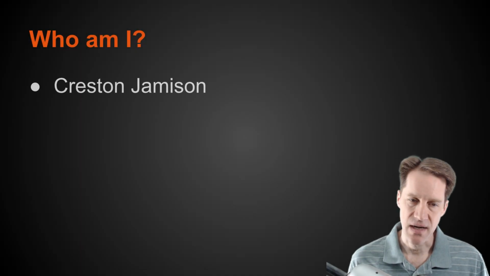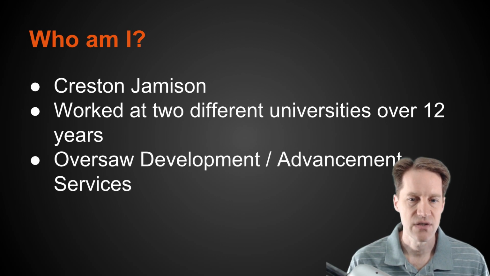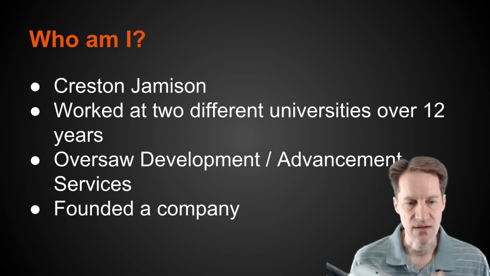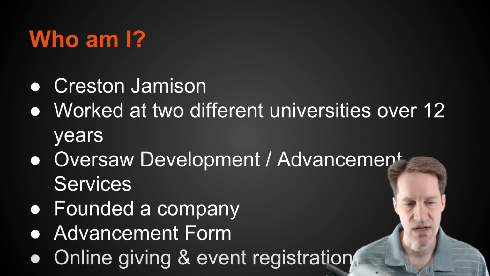So who am I? My name is Preston Jameson. I've worked at 2 different universities over 12 years. I oversaw development and advancement services at those universities. Since then, I founded a company and created a product called Advancement Form, which does online giving and event registration.